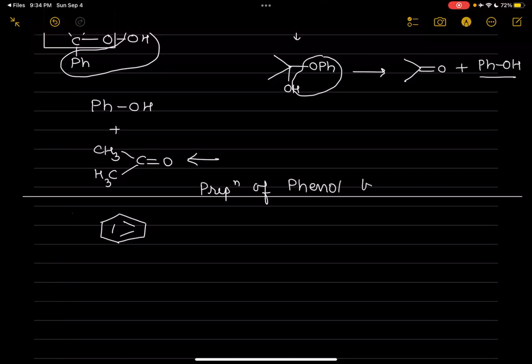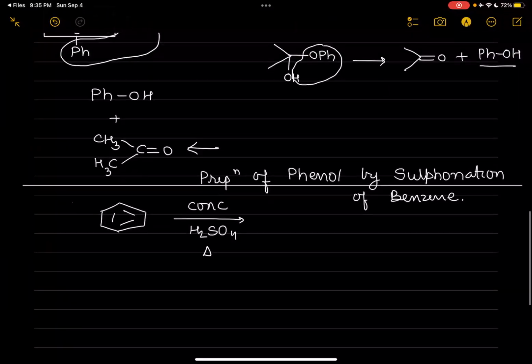Preparation of phenol by sulfonation of benzene. You take benzene and react it with concentrated H2SO4, and you get benzene sulfonic acid. This is the sulfonation of the benzene ring.